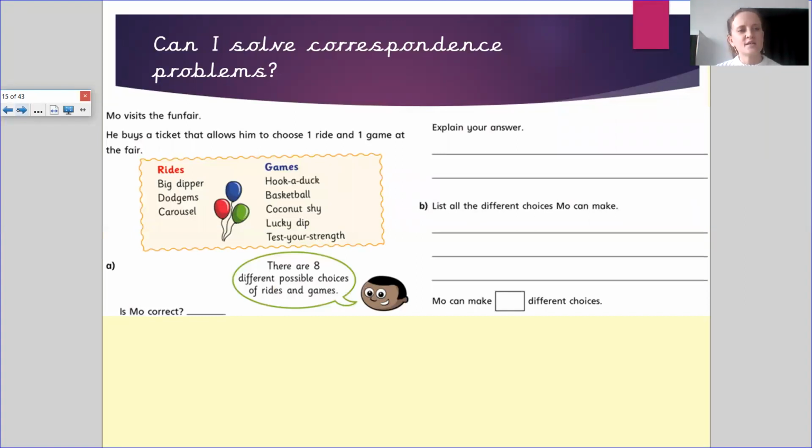Okay, so the first question says, Mo visits the fun fair. He buys a ticket that allows him to choose one ride and one game at the fair. Mo says that there are 8 different possible choices of ride and game. Is he correct? I want you to then explain your answer and list all the different choices Mo can make. And then you give me a total at the end of how many different choices Mo can make. So pause the video now and work this one out for yourself.